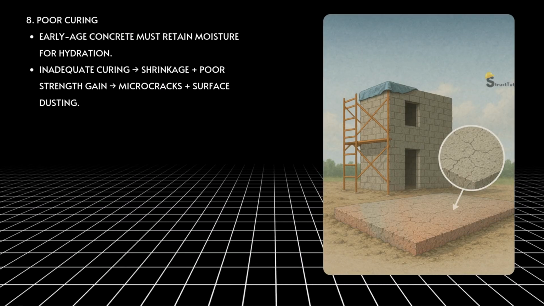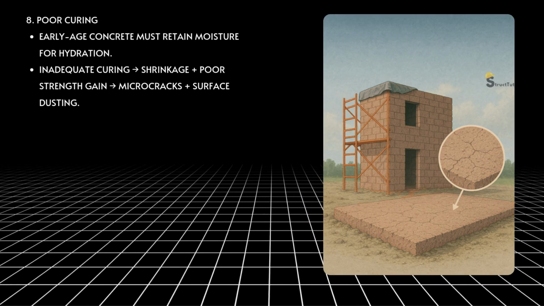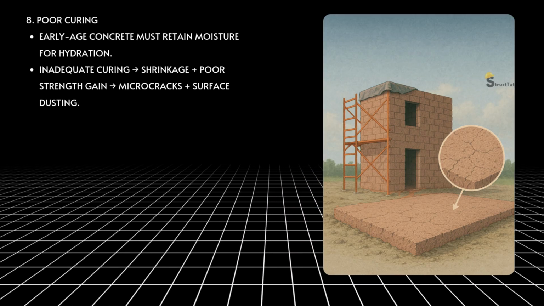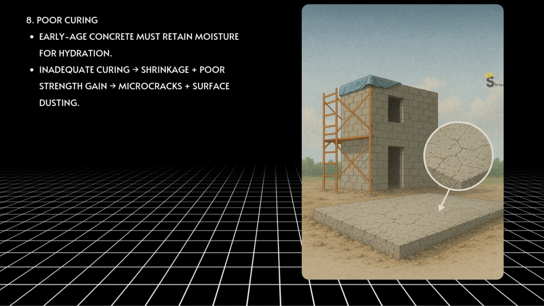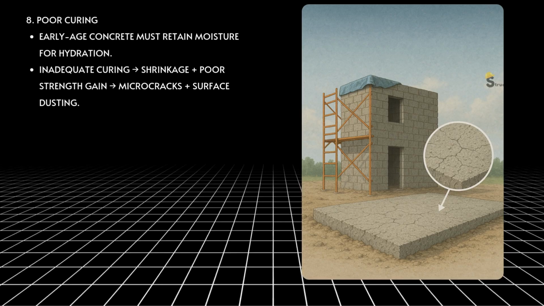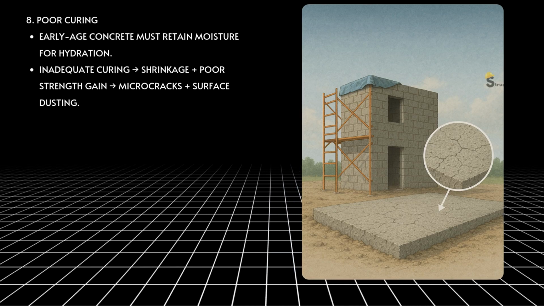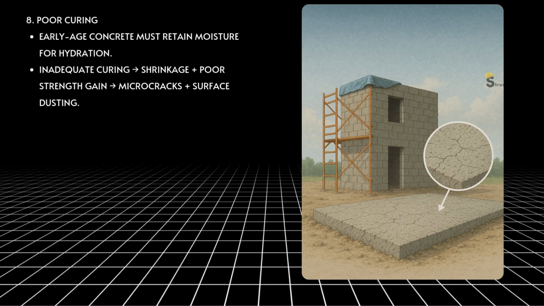Poor curing can seriously affect concrete quality. Early-age concrete needs to retain moisture to ensure proper hydration. If curing is inadequate, it can lead to shrinkage and poor strength development, resulting in microcracks and surface dusting.